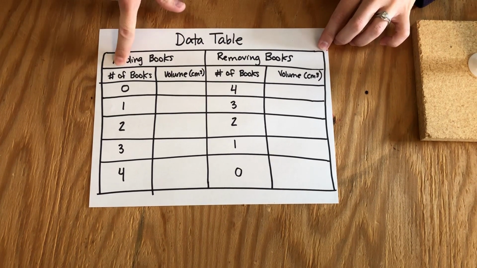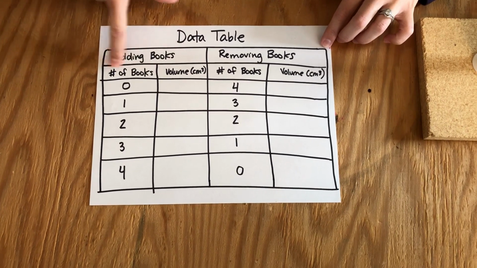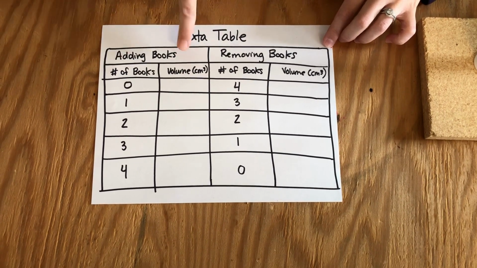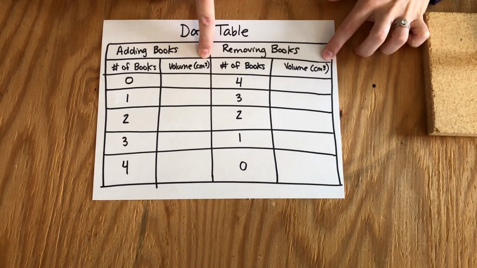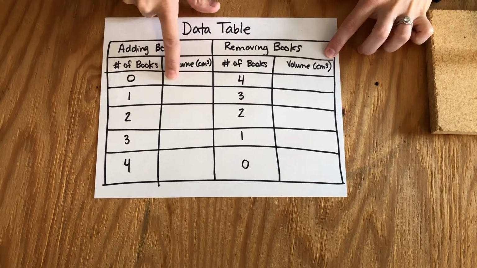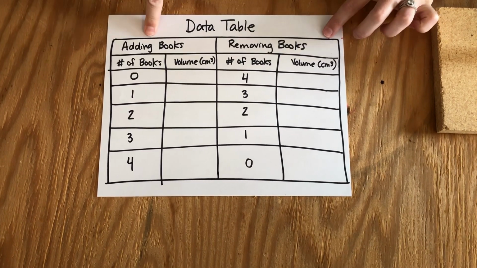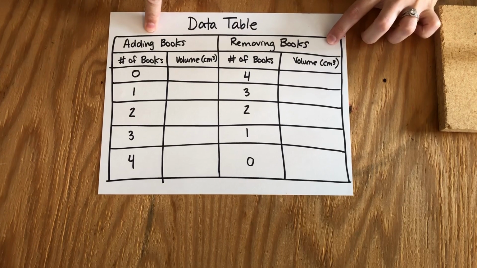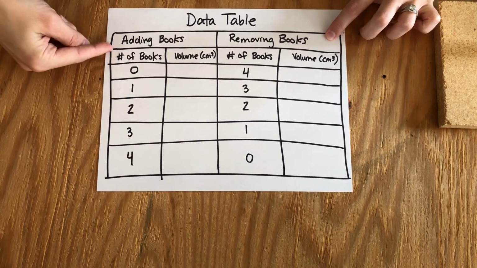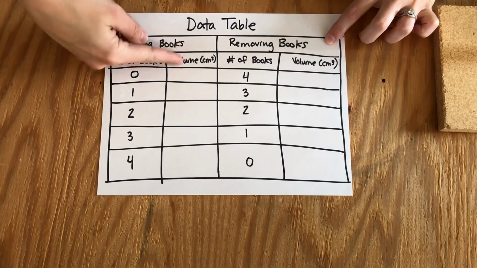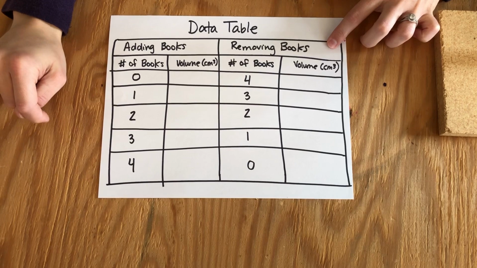Inside of each column, you need two subheadings. The first is going to be the number of books that you're adding or removing, and the other is going to have to be the volume measurement, again in cubic centimeters, for however many books you have placed on top of your syringe. So you'll have two columns, adding books and removing books. Within each column, you're going to create a separate subcolumn for the number of books that you've added or removed and the volume of the gas while there are that many books on your syringe.